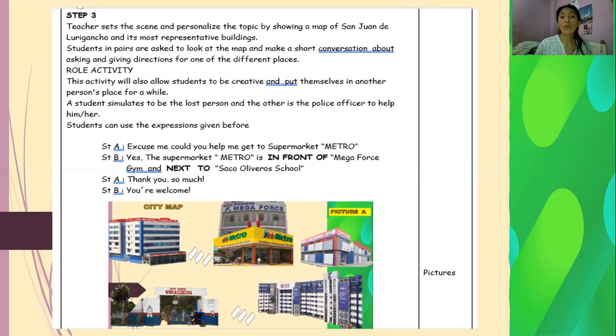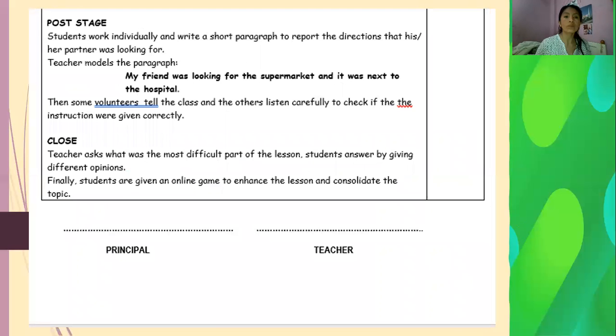He can also make a role activity. Some students are going to work on this. One student is the police officer, who is going to help the lost person, and the other student is going to interact with the police officer. This is a role play activity, very common in the communicative language approach.